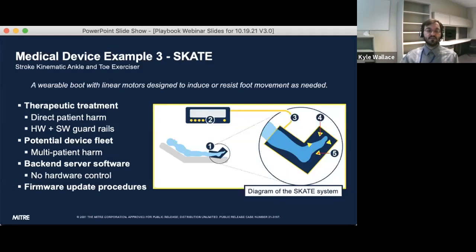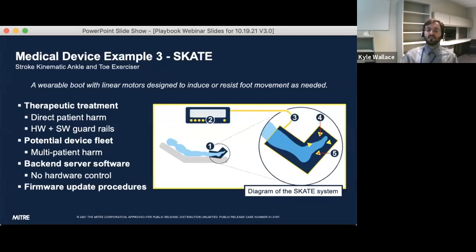As our therapeutic devices, let's just talk about a couple of important things. Number one is the potential for direct patient harm and how you would approach implementing hardware and software guardrails and modeling those in your threat model to deal with that threat.